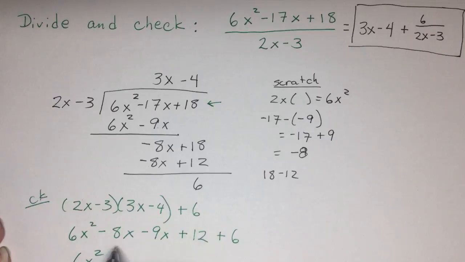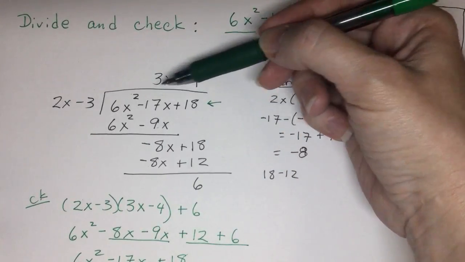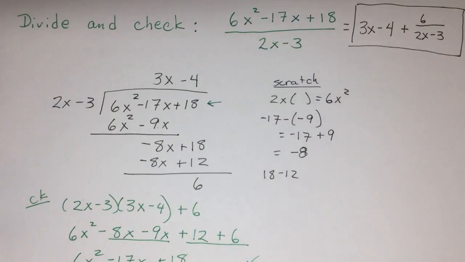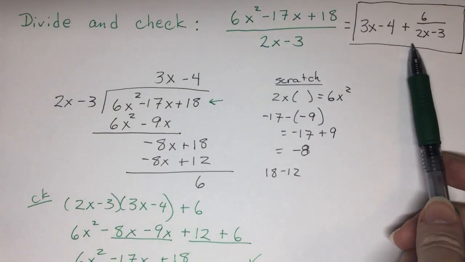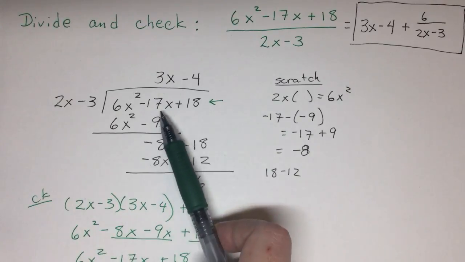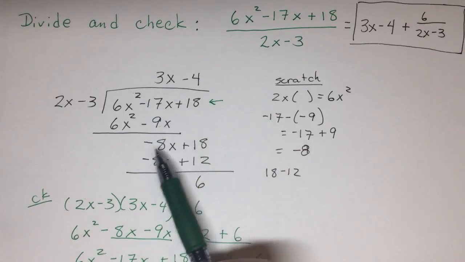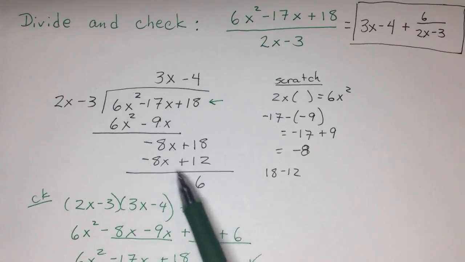Simplifying, 6x squared, negative 8 minus 9, I owe 8, I owe 9, so I owe 17, negative 17x, plus 12 plus 6, plus 18. 6x squared minus 17x plus 18, that does check. So I feel very comfortable in stating that this is my answer and that I haven't made any mistakes. In doing the check, if I'd had this second term wrong, I'm going to be checking somewhere around here. I may have made a mistake with the multiplication or with the subtraction. So the check can also tell you where you most likely made your mistake. Practice with doing the check as well.